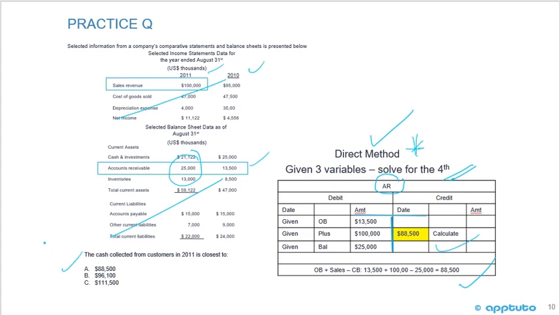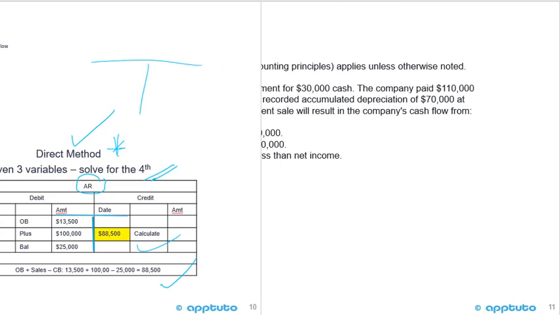So that question should be fairly easy. You have to zero in that it's the direct method. I'm going to set up a T account for my accounts receivable, set up my opening balance, my closing balance plus my sales, opening balance plus sales minus closing balance, and I've solved it. That's not a 90-second question, but it could be if you're having to look through all the data and get confused, because they're giving you a lot more numbers there than you actually need. So I like that question.